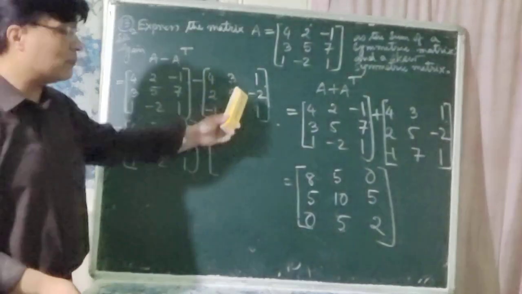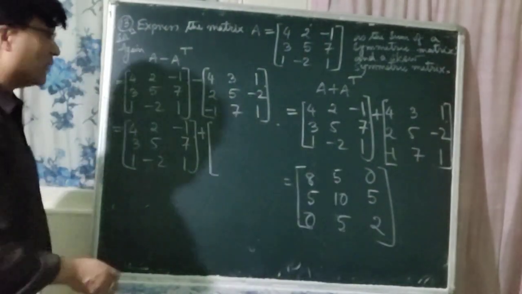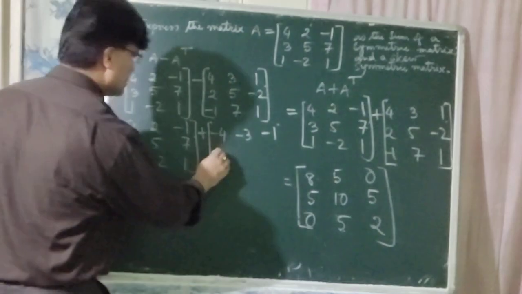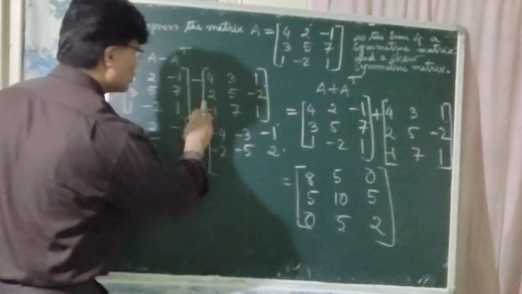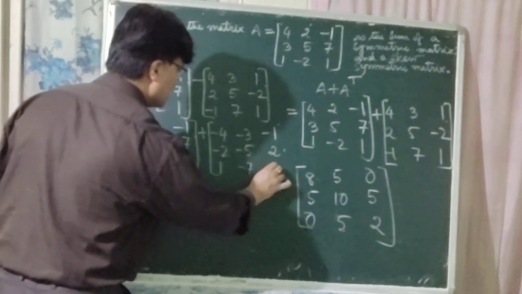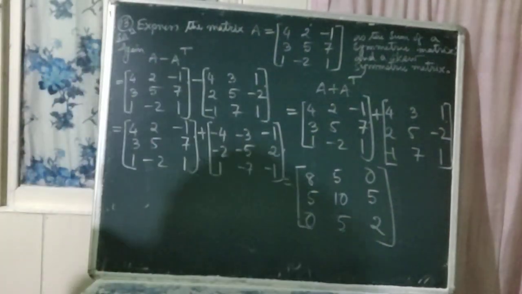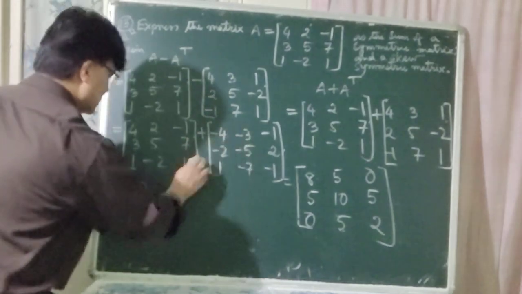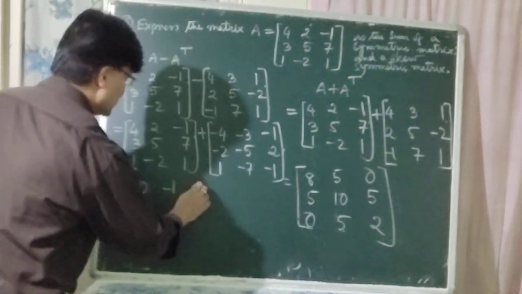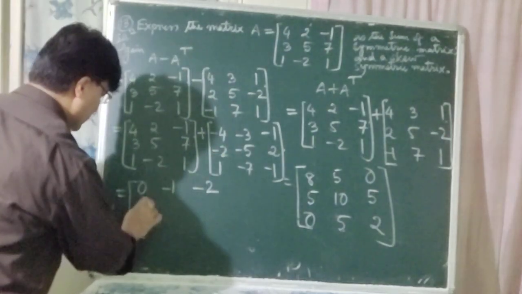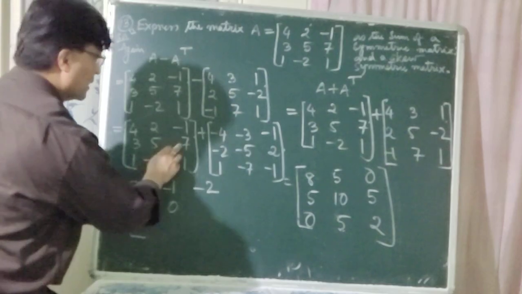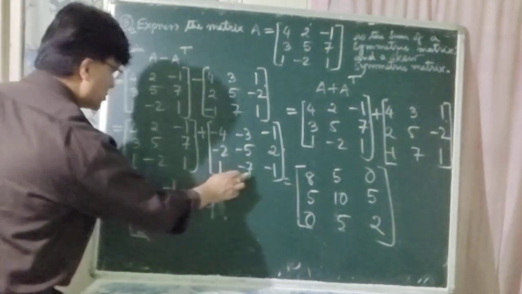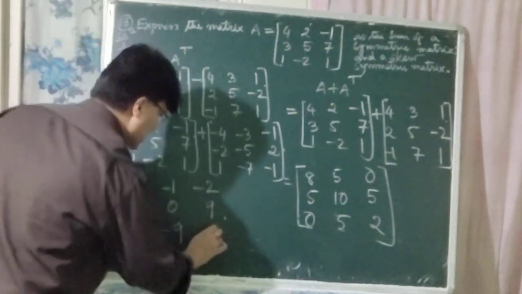Now multiply all the elements of the second matrix by the scalar minus 1. Minus 1 into 4 is minus 4, minus 3, minus 1. Then minus 2, minus 5, plus 2. Then plus 1, minus 7, minus 1. Now you can add them. 4 minus 4 is 0, 2 minus 3 is minus 1, minus 1 minus 1 is minus 2. 3 minus 2 is 1, 5 minus 5 is 0, and 7 plus 2 is 9. Then 1 plus 1 is 2, minus 7 is minus 9, and 1 minus 1 is 0.